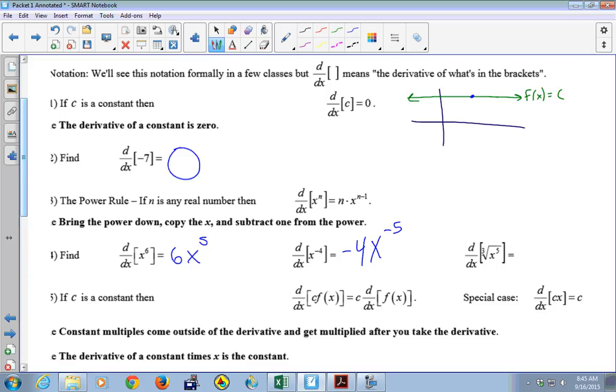Well, here's a tricky one. d dx of the cube root of x to the 5th. It might be helpful if I rewrite this as just an exponent. What is a cube root? What power does a cube root correspond to? The 1/3. So this is actually x to the 5/3. 5 is the power, 3 is the root. Okay, so then I apply my formula, bring the power down, 5/3, copy the x. What's 5/3 minus 1? Yep, 2/3. There we go.